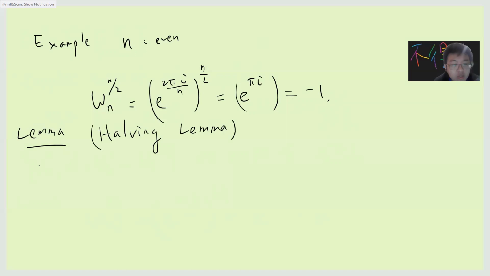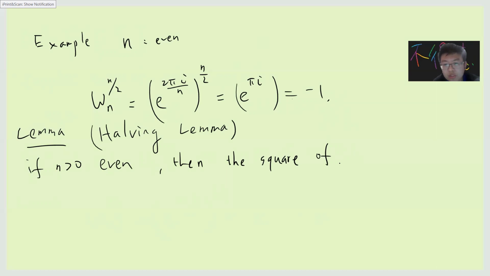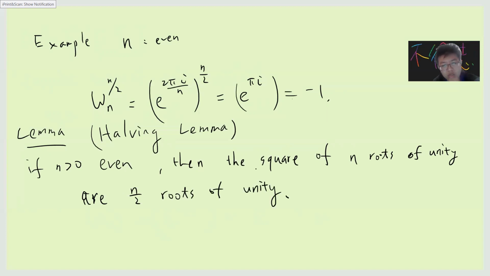Now what does the halving lemma say? It says that if n is greater than 0 and even, then the squares of the n complex n-th roots of unity are the n/2 complex (n/2)-th roots of unity. Let me write it down. This is not difficult.